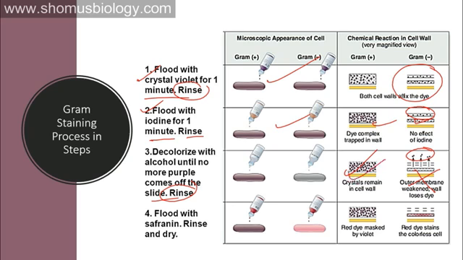And the last step, flood it with safranin and then again rinse and dry. So when you put safranin, the gram-negative, which is by the way colorless by now, will take the color of safranin and now will be pink and red in color, while the gram-positive will not take the color of safranin because it already had the violet color. So as it already had the violet color, it will stay violet, and thus we can say the gram-positive will contain the violet color from crystal violet, and the gram-negative will get a red color from safranin.